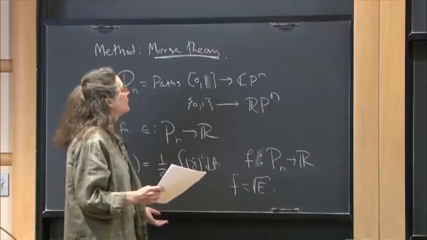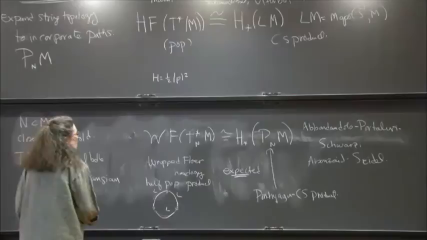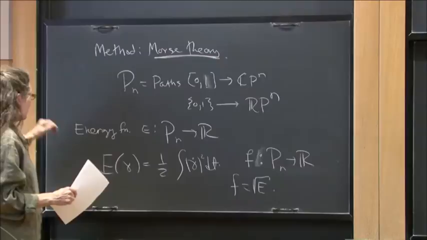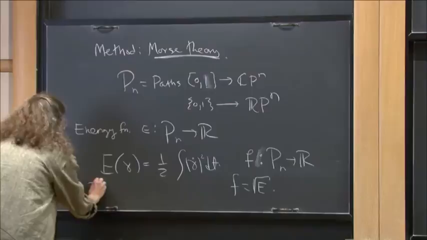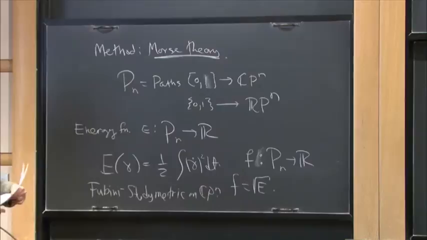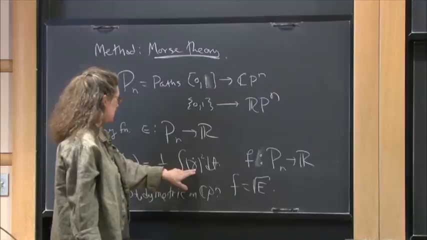So we're going to compute this ring using Morse theory. With this energy function, in order for this to make sense, we have to pick a metric. So we're going to pick the Fubini-Study metric on projective space. Given the metric, we can measure the lengths of vectors, and we can compute the energy of this path.